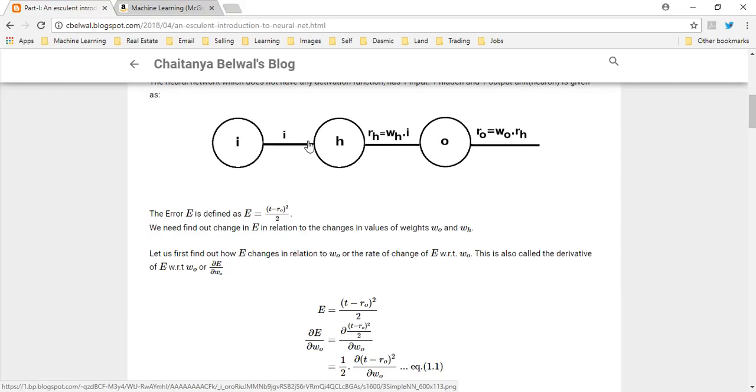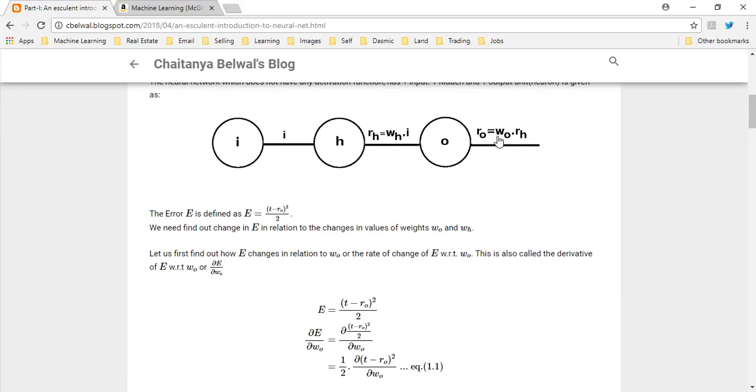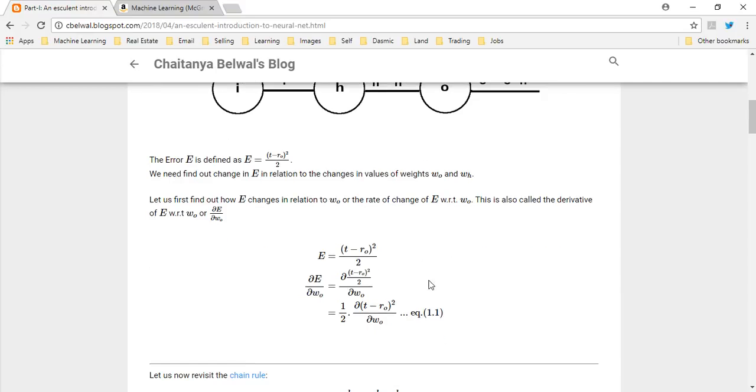Our input is fixed and our output we already know, so the values that we can control are the weights. The hidden weight is multiplied by the input, and the output weight is multiplied by the result of the hidden neuron. Let's first take a look at how E changes in relation to the weight WO. What we are trying to find is the rate of change of E with respect to the weight of the output layer. I will use layer and neuron interchangeably because we only have a single unit. So E is given by this, then you do a partial differentiation here.